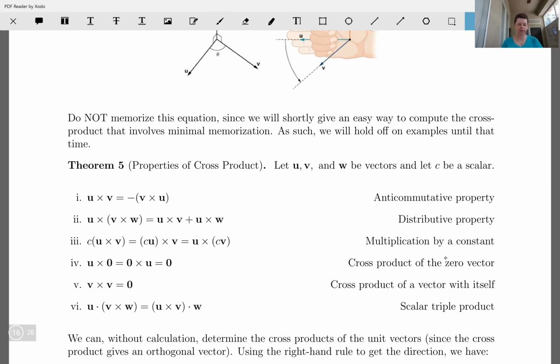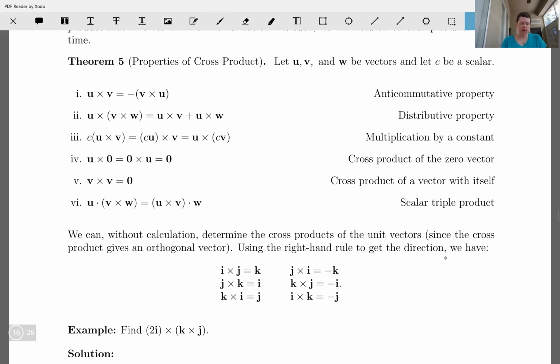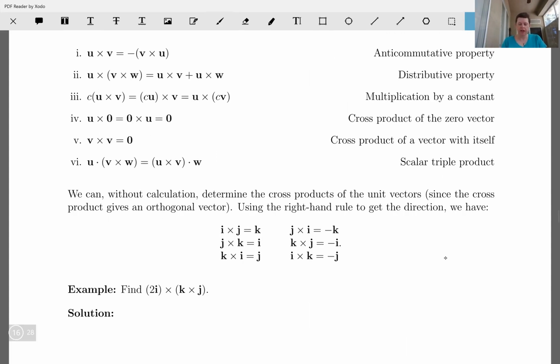And the distributive properties hold. If I take the cross product of a vector with the zero vector, I get the zero vector. If I take a cross product of a vector with itself, I get the zero vector. And we can also define the scalar triple product, which satisfies that equation, which on the face of it is clearly non-intuitive. We're going to talk about the scalar triple product when we talk about applications.